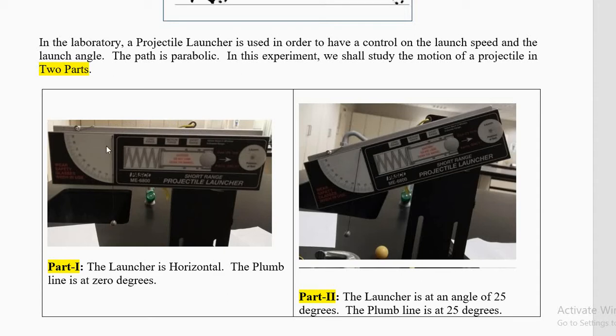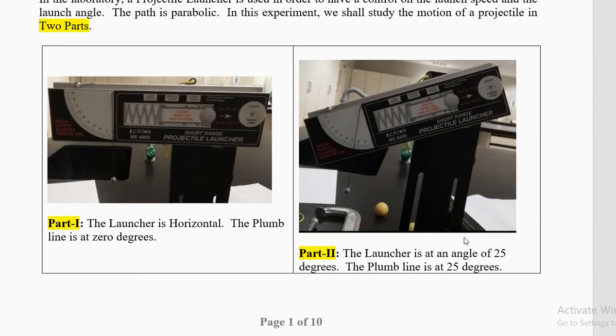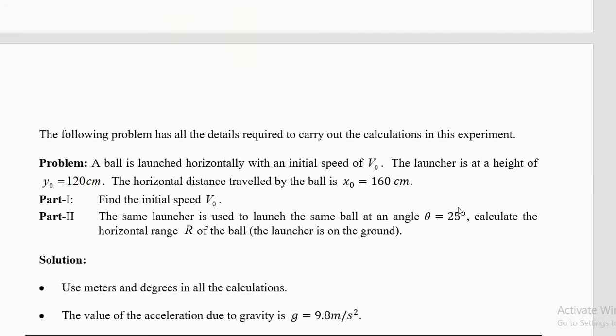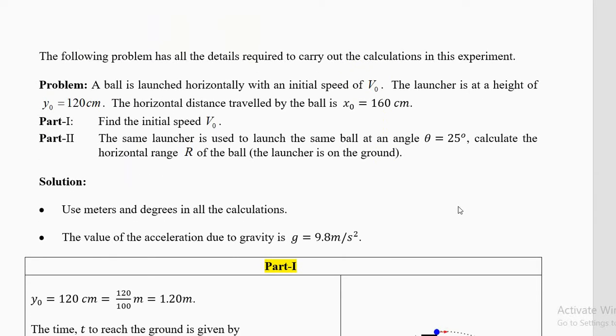In part 1 we will keep the launcher horizontal, and in part 2 the launcher will be at about 25 degrees to the horizontal. We'll be using degrees today and not radians, only degrees. Now before we do the experiment, let's look at the following problem.